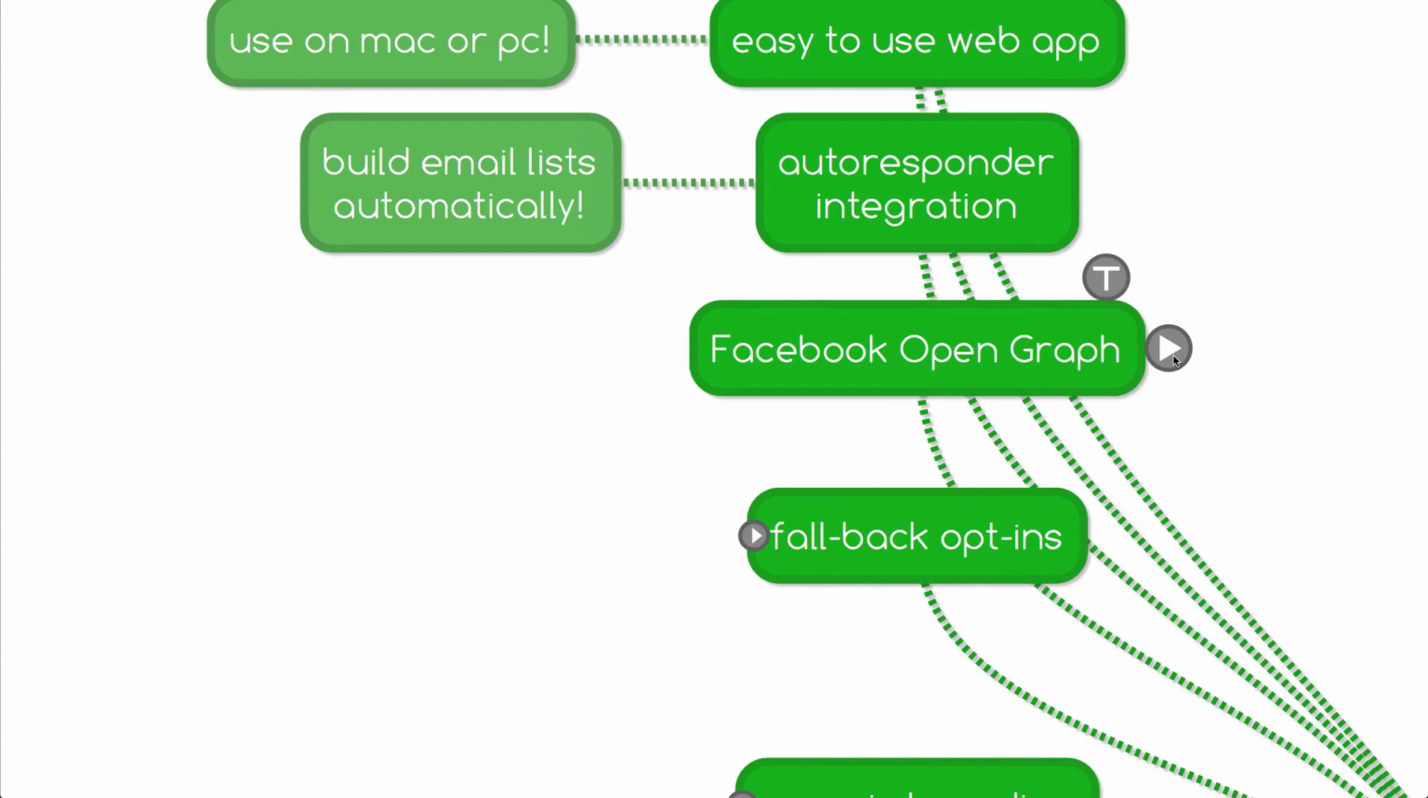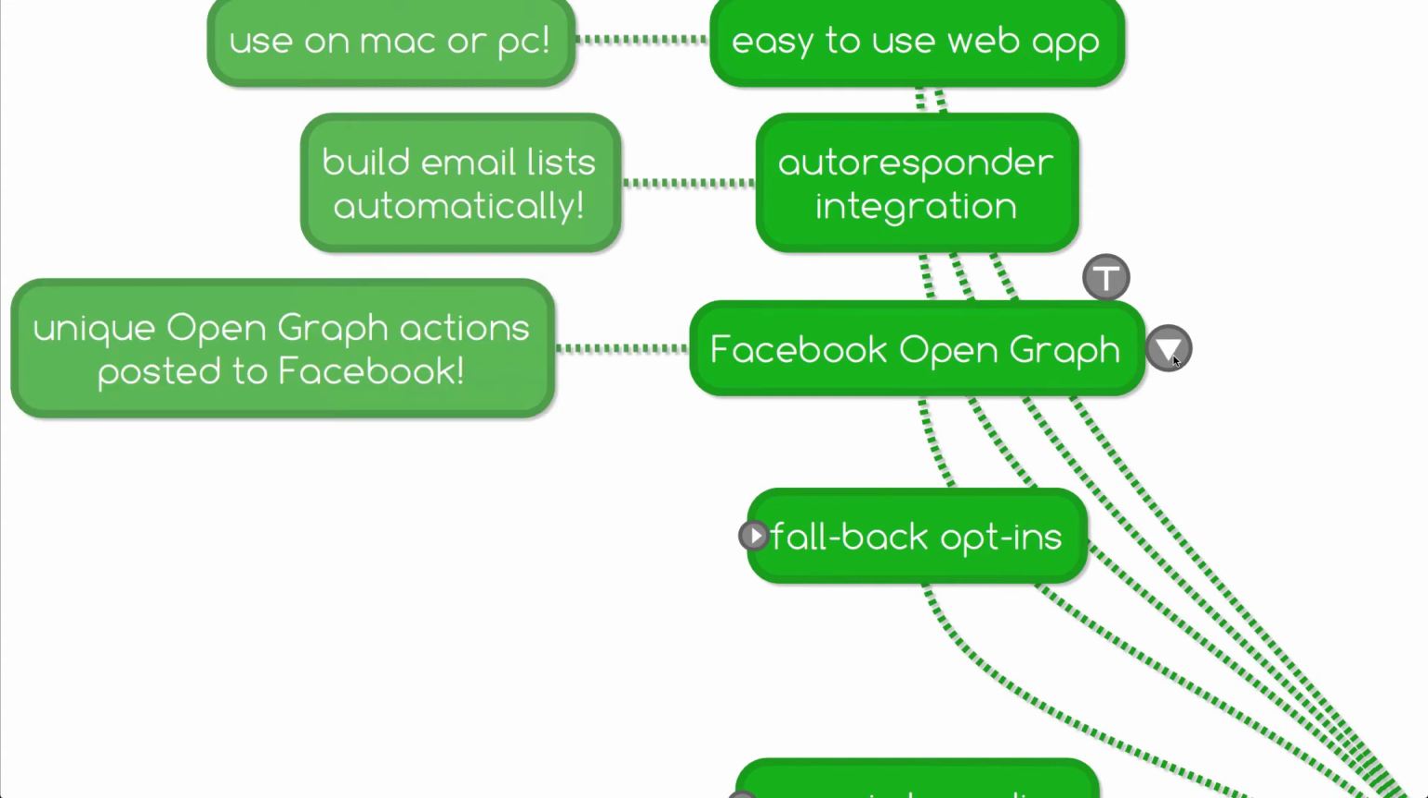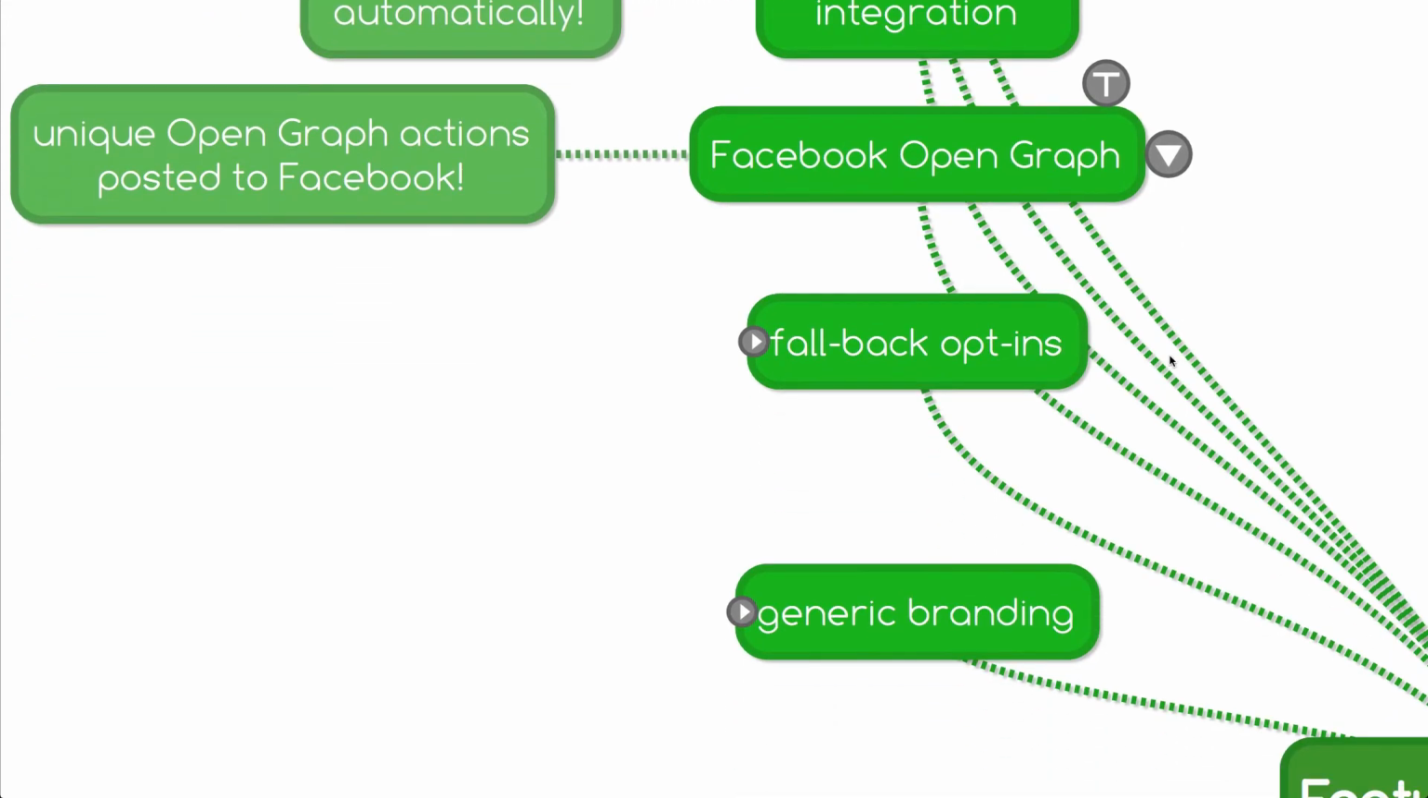So the Facebook Open Graph, again, we talked about that. We use very unique Open Graph actions that are posted to Facebook and integrated very tightly with the Open Graph, the Facebook newsfeed, timeline, and ticker. We are using the Open Graph, the action links and notifications. So those are all very, very important ways of building your list and, of course, gaining more exposure on Facebook.